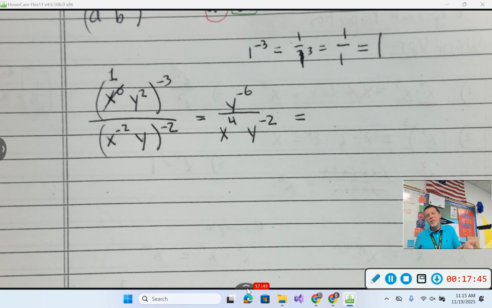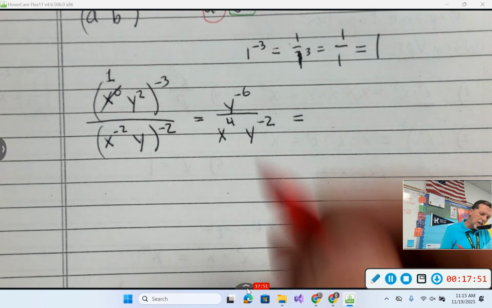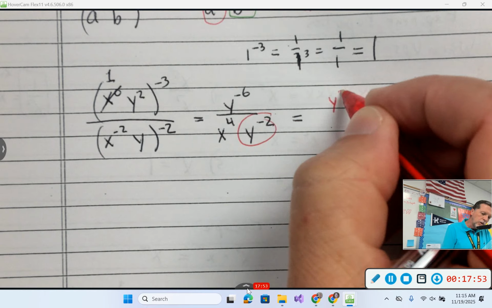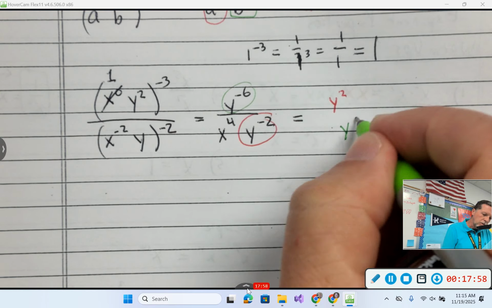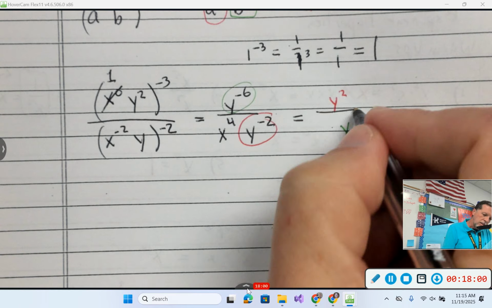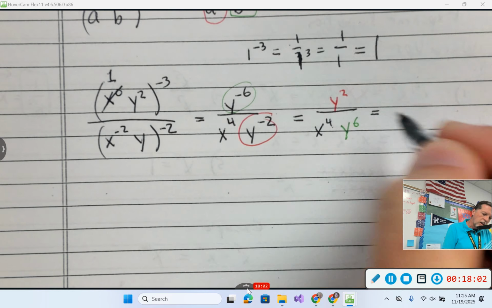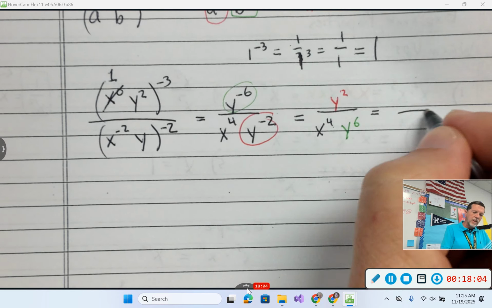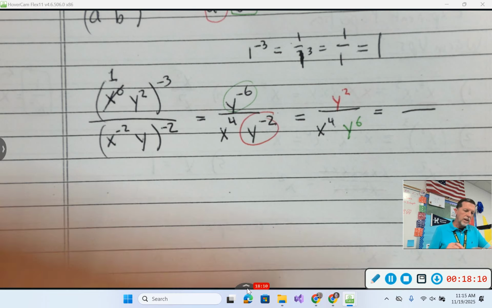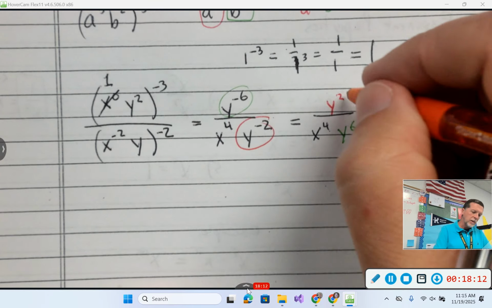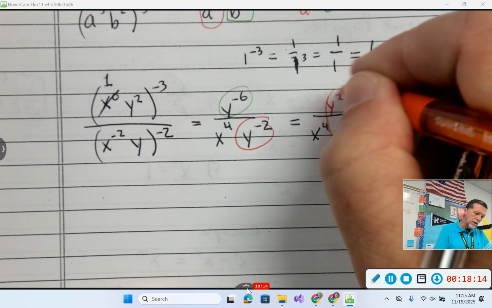Now, some of you might know exactly how many y's and where they go, but probably safer to say y to the negative 2 goes to the top, y to the negative 6 goes to the bottom, x to the 4th is still there. And now it's really easy to see, I think. What do we do with the y's now? Cancel, combine. How many y's are they going to end up with? And where are they going to be?